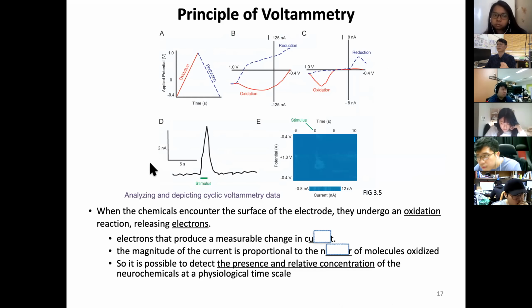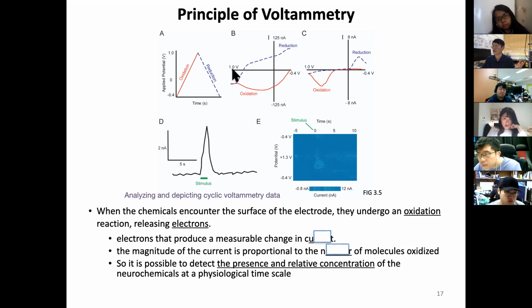Okay, so how do we do this? Over time, you are changing the applied voltage. So you see, from low to high, it becomes positive. So you are taking out the electron to oxidize these molecules. So it's oxidation and then reduction. And while doing this, what you are measuring is current. So this is the voltage-current diagram.